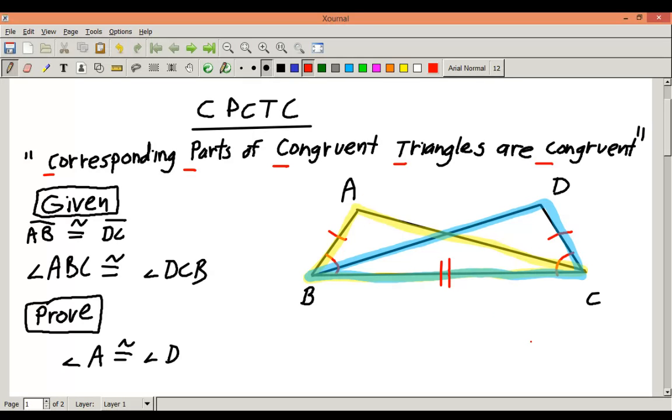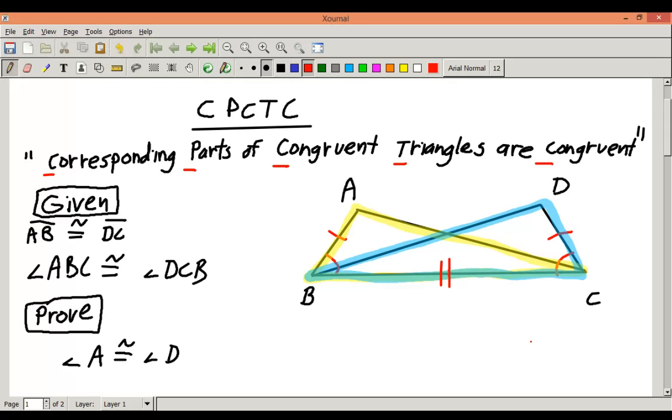Okay, now look at the 2 colored triangles. You can tell now that triangle ABC is congruent to triangle DCB. In other words, the yellow triangle and the blue triangle are congruent by side angle side, so SAS. So if you were doing a 2-column proof, you'd say triangle ABC is congruent to triangle DCB by SAS. You see the side angle side in there.